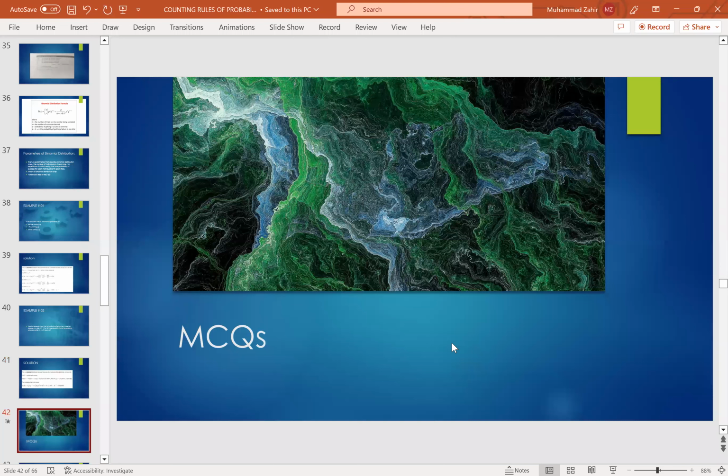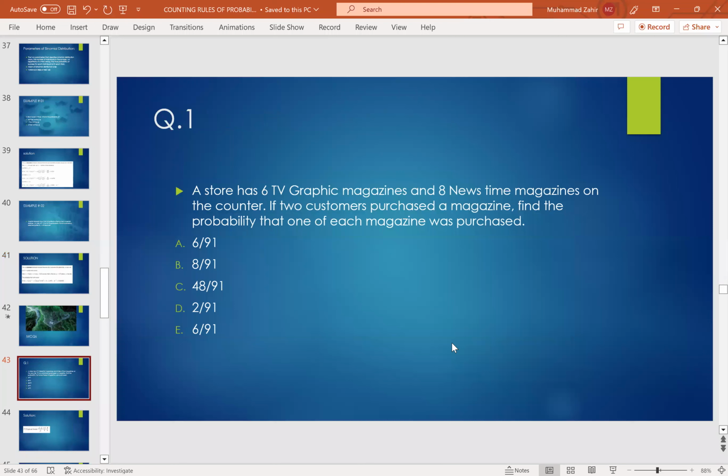Now moving towards our next section, which is the MCQ section. Question 1. A store has 6 TV Guide magazines and 8 New Times magazines on the counter. If 2 customers purchased a magazine, find the probability that one of each magazine was purchased. These are the different options. These are mathematical problems, so we need to have a solution.